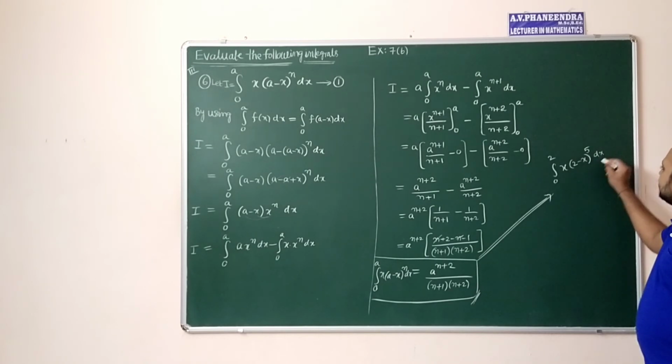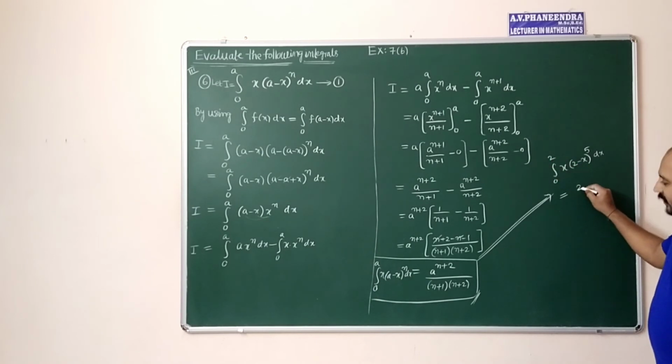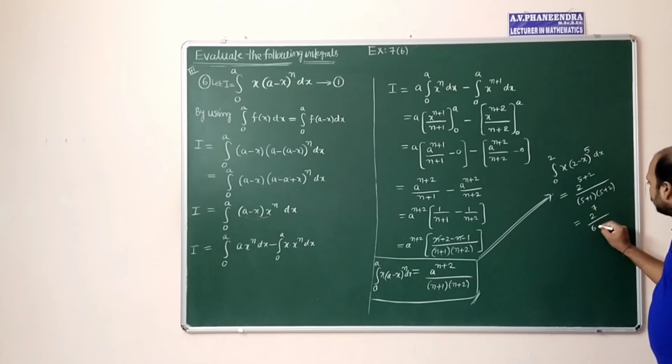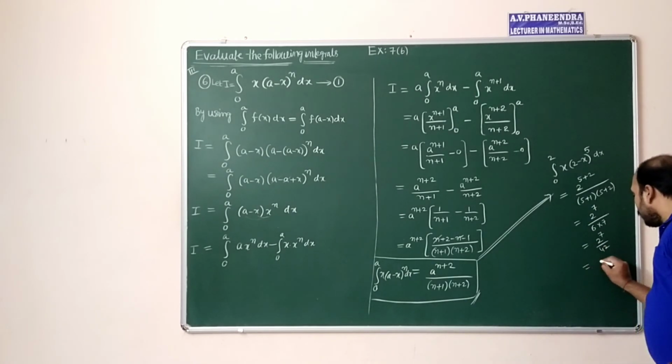Into dx, which is equal to a power n plus 2. A value is what? 2. 2 power n plus 2, that is 5 plus 2, divided by n plus 1 into n plus 2, that is 5 plus 1 into 5 plus 2. So 2 power 7 divided by 6 into 7, 42. So 2 power 7 divided by 42. Even this also we can simplify, we will get the answer. So now 2 power 7 by 42.